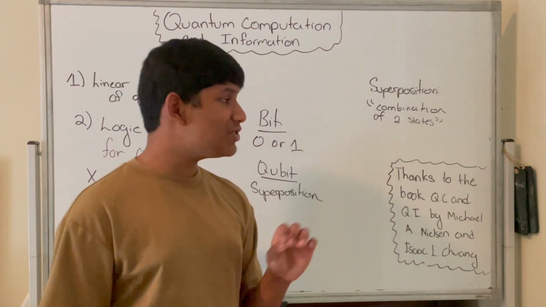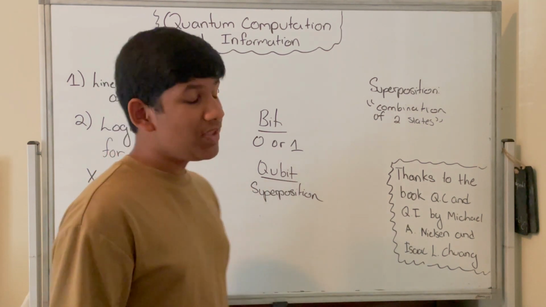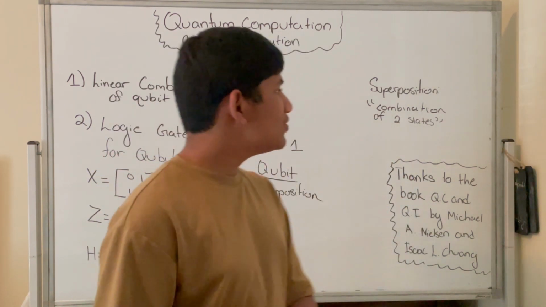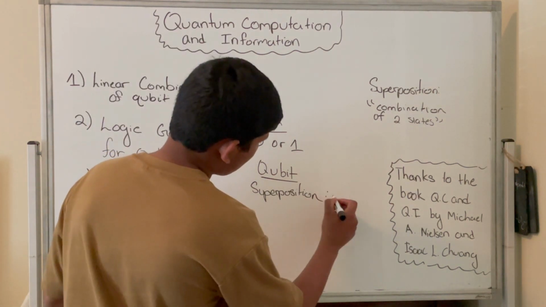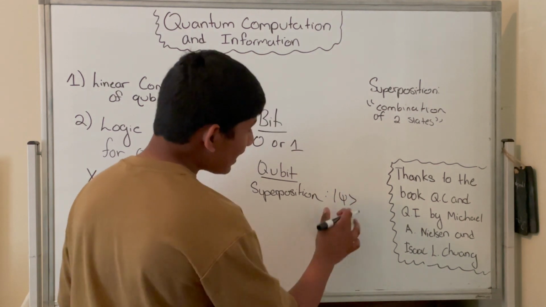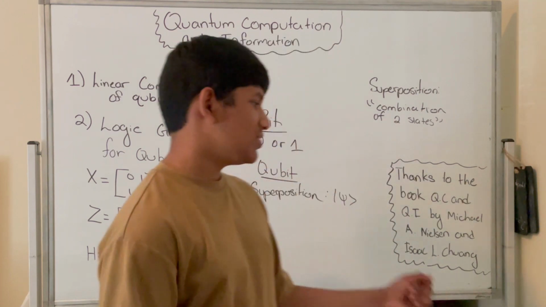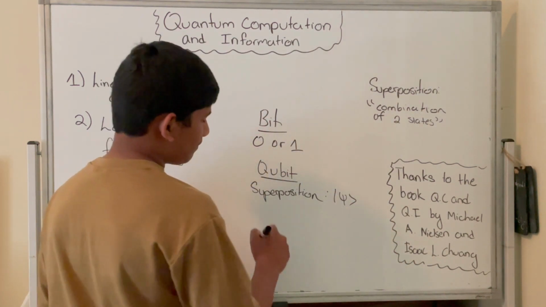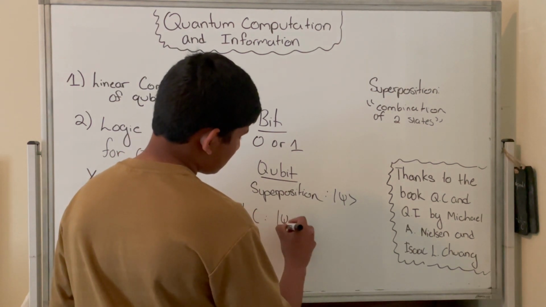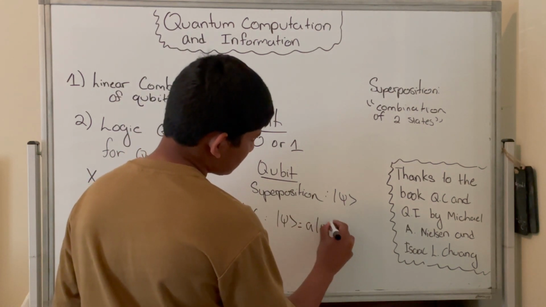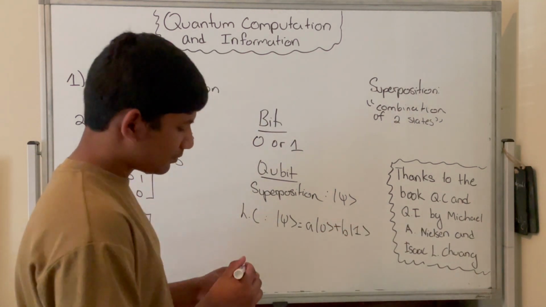Now, the combination of two states is pretty vague because it doesn't involve the mathematical part. There's something called the linear combination of two states, which is what we're going to be talking about right now. So, the superposition we can represent as psi. Now, psi usually represents the wave function in Schrodinger's equation, but right now we're going to be using it for superposition. So, a linear combination, LC, is just going to be psi is equal to A times the 0 vector plus B times the 1 vector.